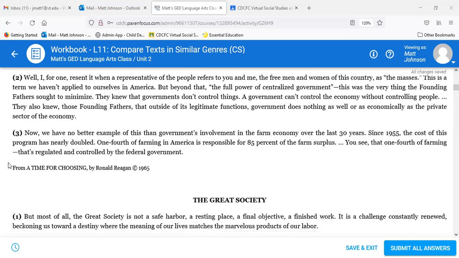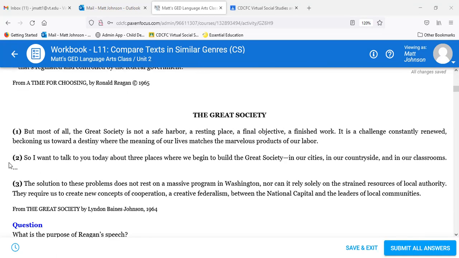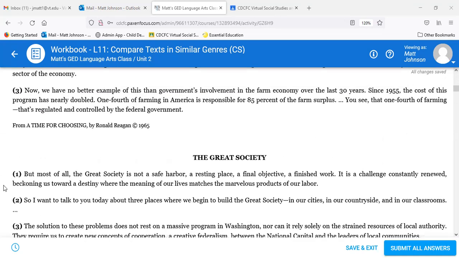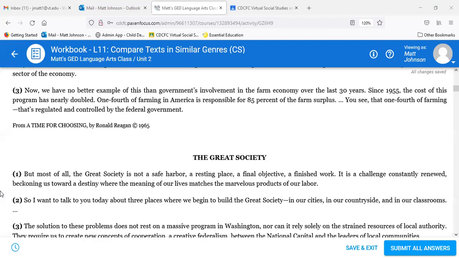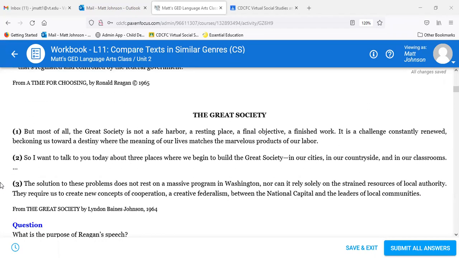All right. And I'll read the Great Society part here. So back to LBJ, right? Talk about the Great Society. But most of all, the Great Society is not a safe harbor, a resting place, a final objective, a finished work. It is a challenge constantly renewed, beckoning us toward a destiny where the meaning of our lives matches the marvelous products of our labor. So I want to talk to you today about three places where we begin to build the Great Society: in our cities, in our countryside, and in our classrooms.